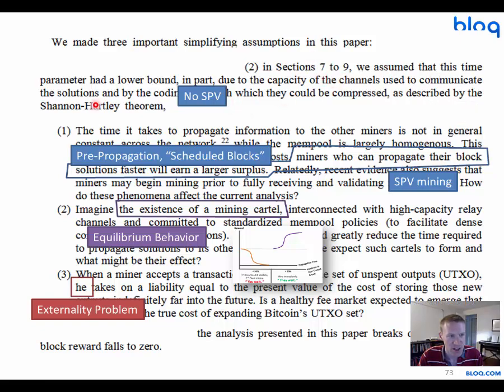So there was an assumption that the time parameter had a lower bound, which I just demonstrated it potentially could not. And miners who propagate their block solutions faster will earn a larger surplus. We're going to be talking about SPV mining immediately after this. The concept of a mining cartel, which is again related to this, which I think is the equilibrium behavior, at least temporarily until the better solution is discovered. And finally, the externality problem, which I think is more important, is ignored.